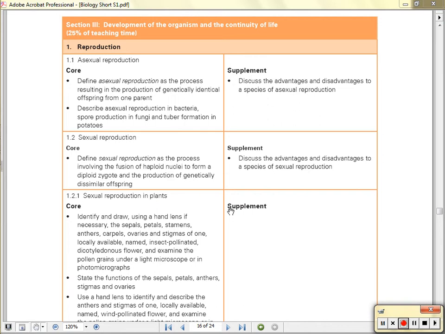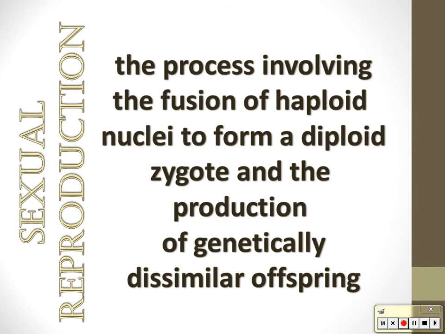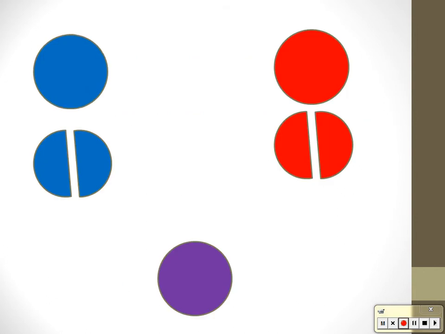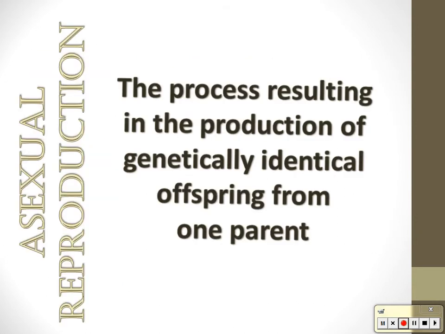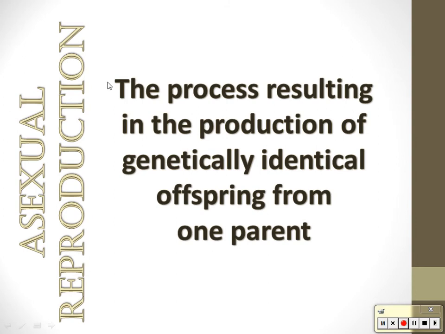So as per usual, for definitions, all you do is you learn the definition and try to break it down. Asexual reproduction is the process resulting in the production of genetically identical offspring from one parent. So key points: one parent and genetically identical.